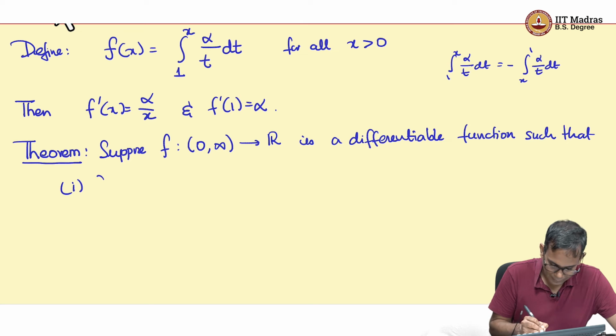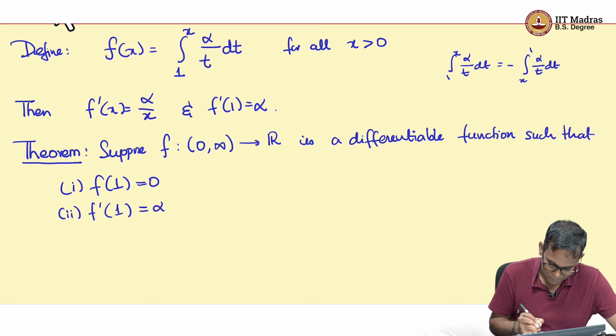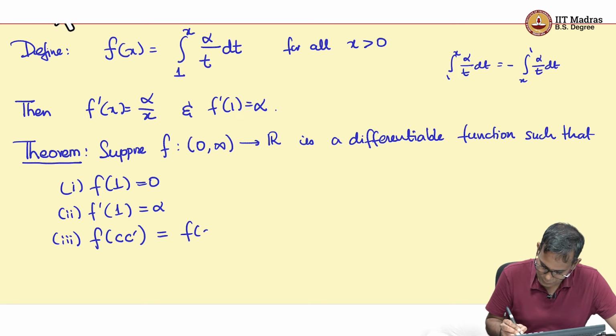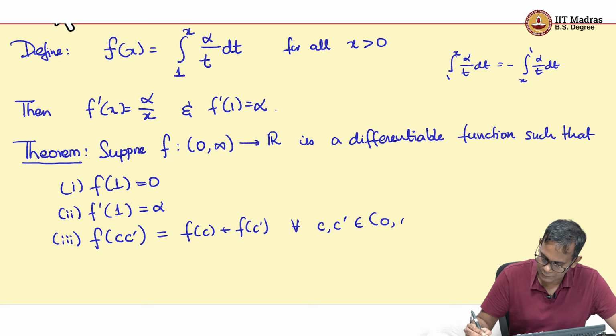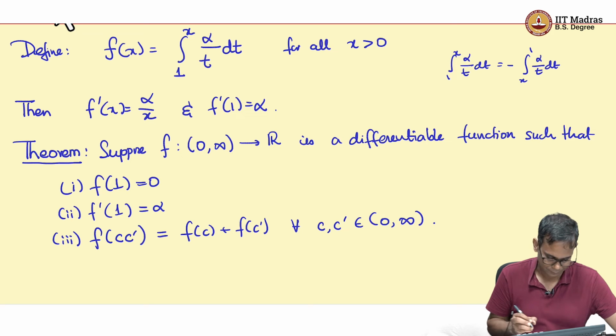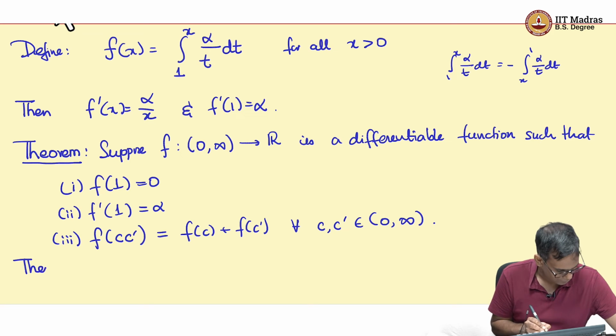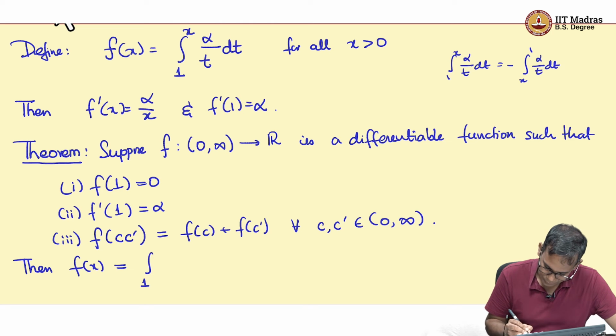firstly f of 1 is 0. Secondly, the derivative of f at 1 is alpha, and thirdly, it converts multiplication into addition. So, f of c c prime is equal to f of c plus f of c prime for all c and c prime in the positive real numbers. Then f of x must be given by this integral from 1 to x of alpha over t dt.